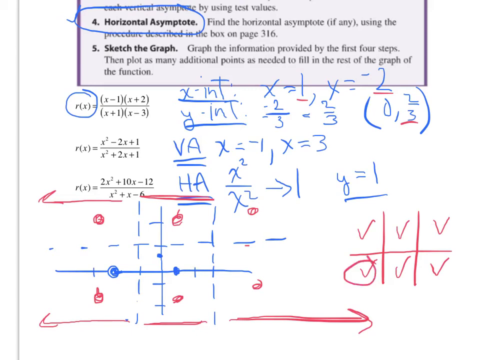Here, that's where the intercept is, right here. So I know that the graph must do this, because it's got to go through that intercept, and it's got to be asymptotic to this vertical line and to this horizontal line. So the graph must do that.